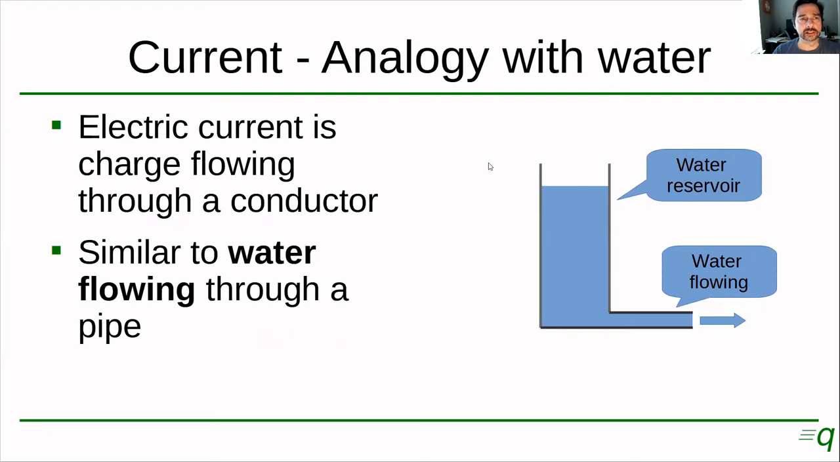So electric current is charge flowing through a conductor, and that is going to be similar to water flowing through a pipe. Here we have something that we can all relate to a lot more than electricity, probably. We have a reservoir, a tank filled with water, and at the bottom of the tank we have a pipe. We know from experience that in this situation, the water from the tank is going to flow through the pipe and spill on the floor, right? So that water flowing through this pipe is analogous to the current flowing through a conductor.